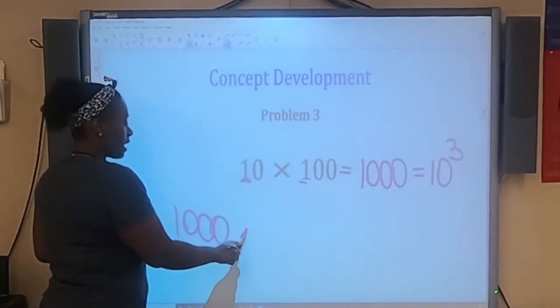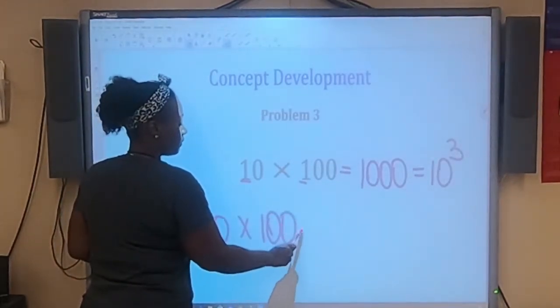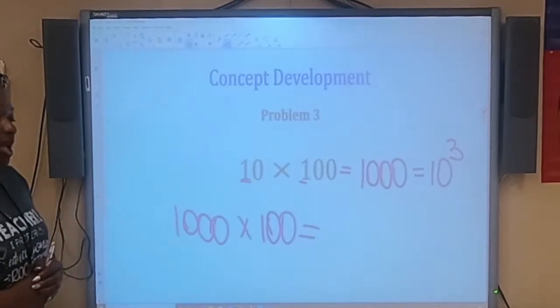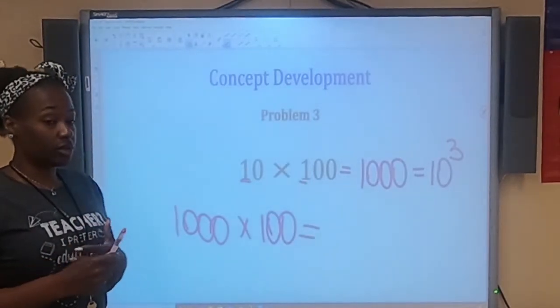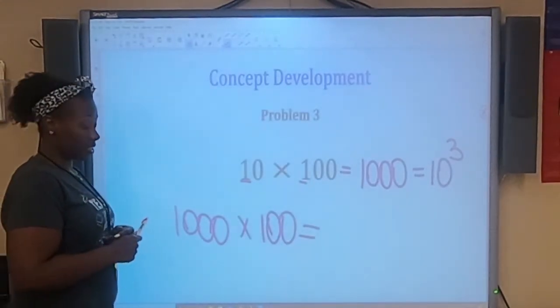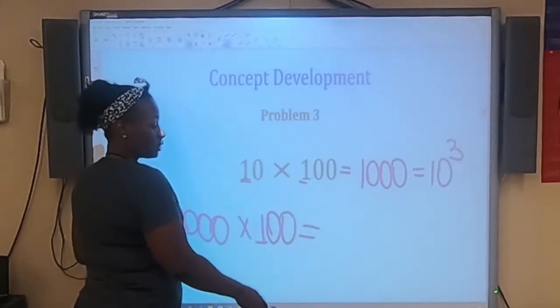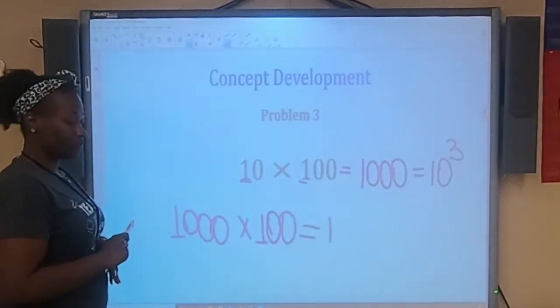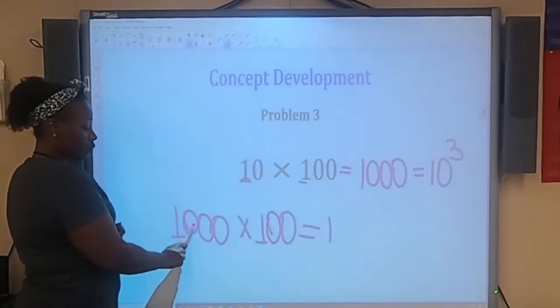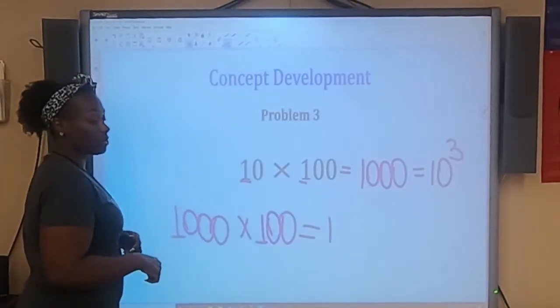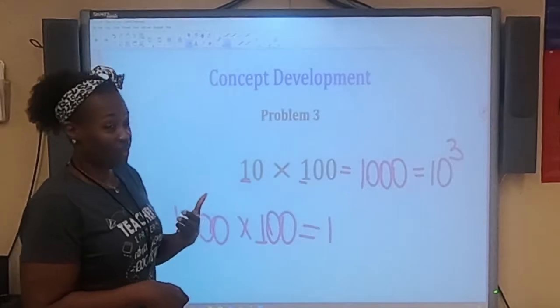Let's try another one. Let's say I have 1,000 times 100. If I ask for the standard form first, we know we're doing basic fact, which is 1 times 1, which equals 1. Now we know our problem has 1, 2, 3, 4, 5 zeros, so my answer needs 5 zeros.